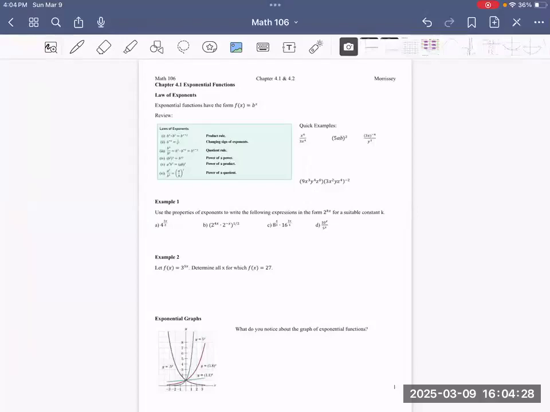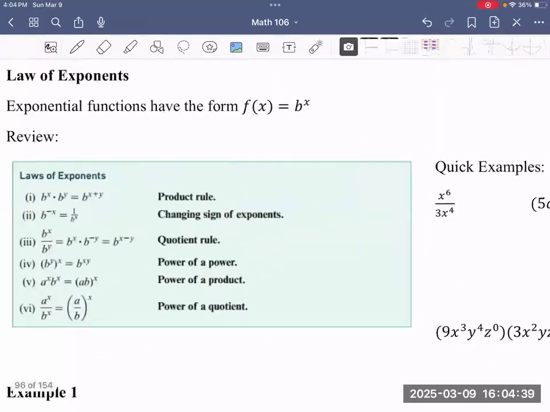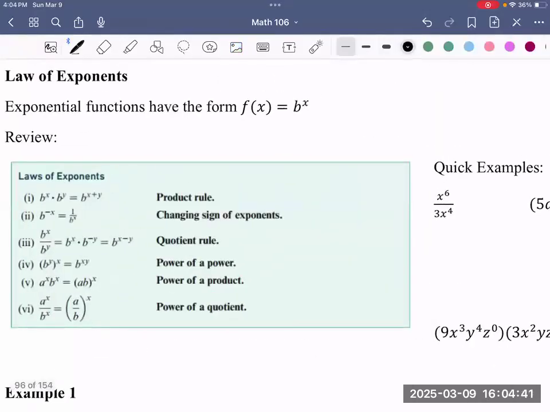Welcome to Math 106, Chapter 4.1 and 4.2, where we're going to learn about exponential functions and then how to derive them. So exponential functions have the form f of x is equal to b to the x. Another variation of this can be y is equal to a times b to the x, where a is going to be some multiplier.